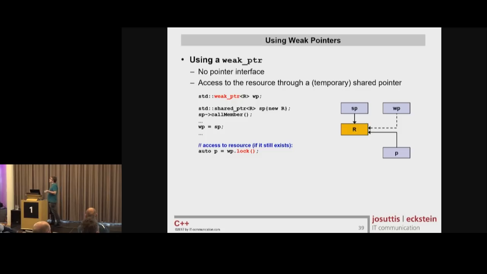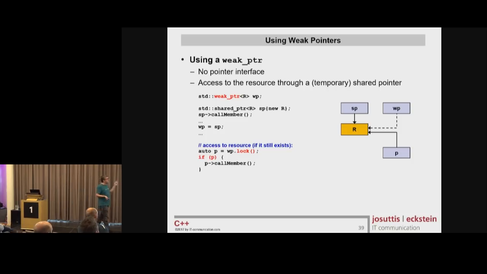Because while we are an observer dealing with the resource R, and then the last shared pointer dies while we are using it, we are in big trouble. So the trick is that lock creates a new shared pointer, temporarily or not temporarily, and that means even if SP now dies, we still have an owner, which is P. As long as we have P, we can use it. And that's safe code even in multi-threading environments.